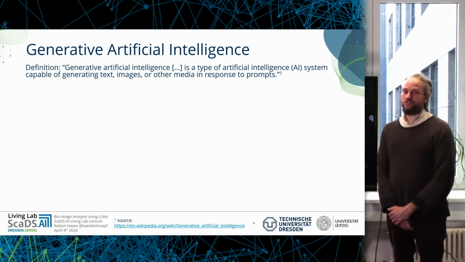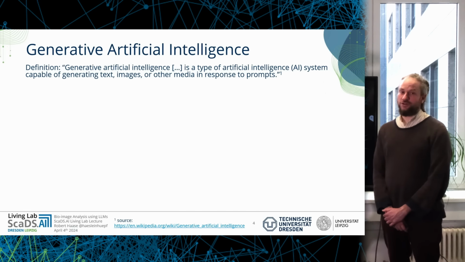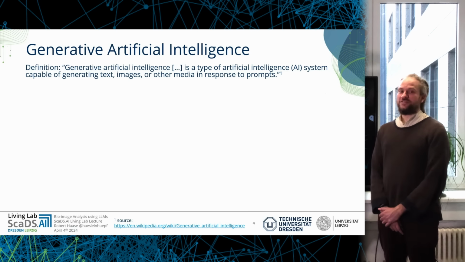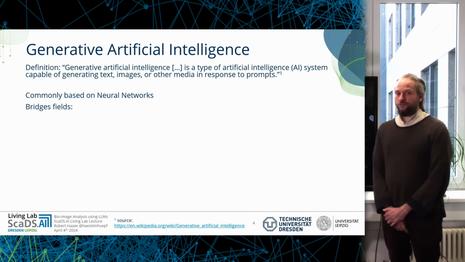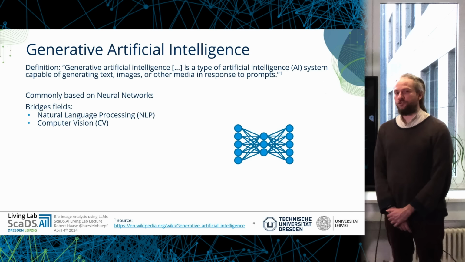So we are talking about generative artificial intelligence. Per definition, this is a type of artificial intelligence system which is capable of generating text, images, or other media in response to prompts. So it's commonly based on neural networks, and it bridges the two research fields, natural language processing and computer vision.